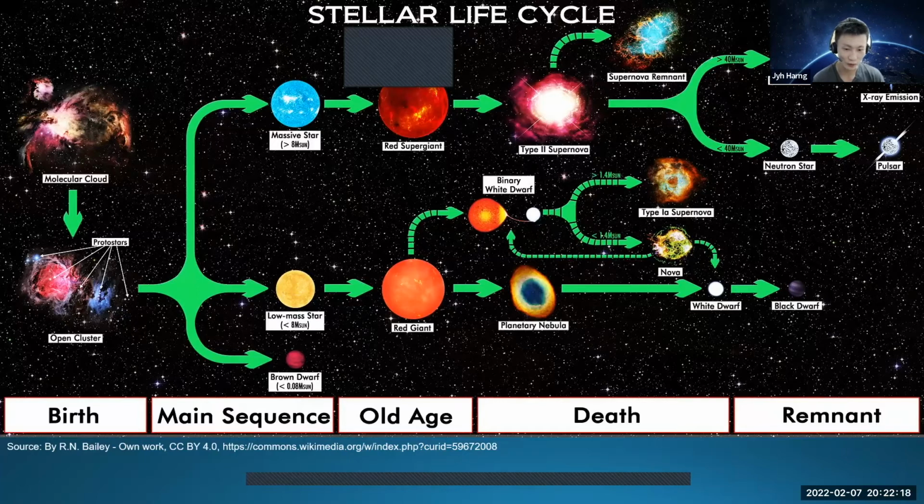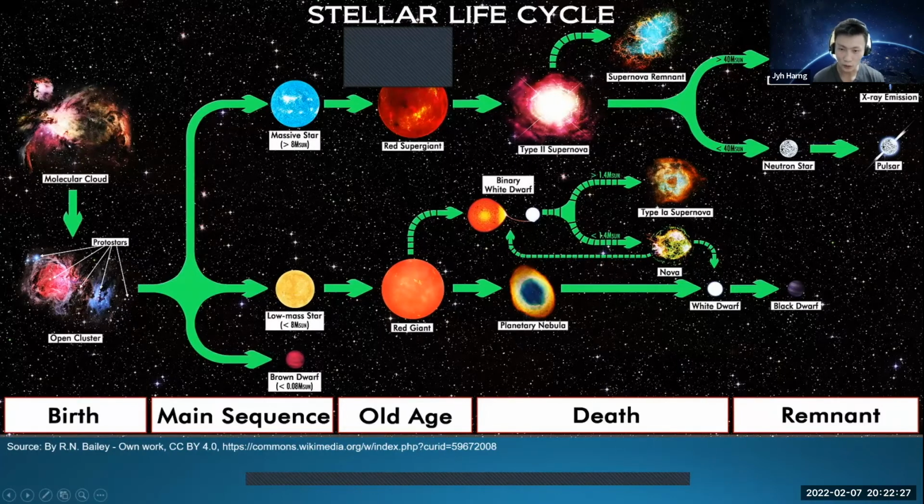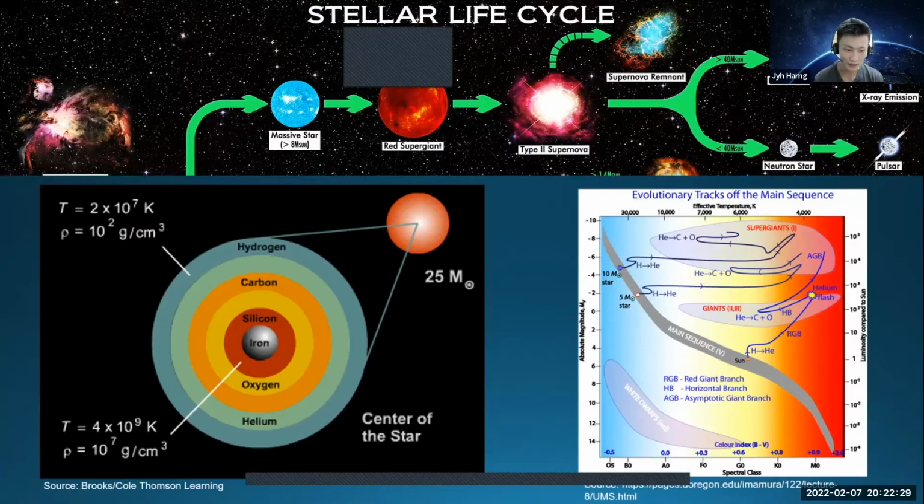You can see a lot of supernova, and we'll briefly touch on that. And then the remnant, which is what is left behind in a supernova. So we talk about the massive star first, which is usually 8 solar masses and above.